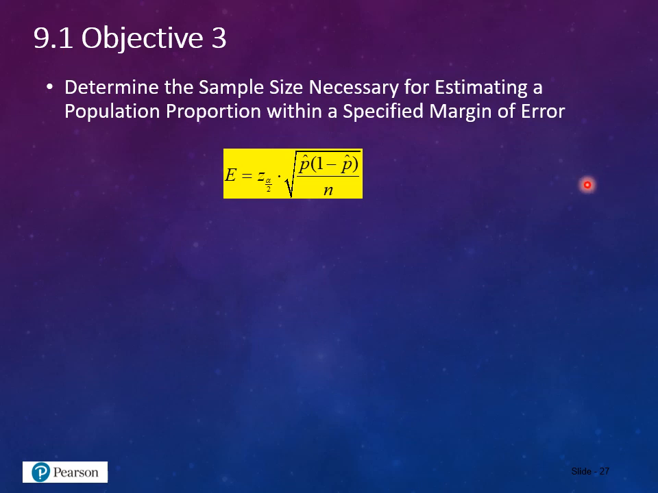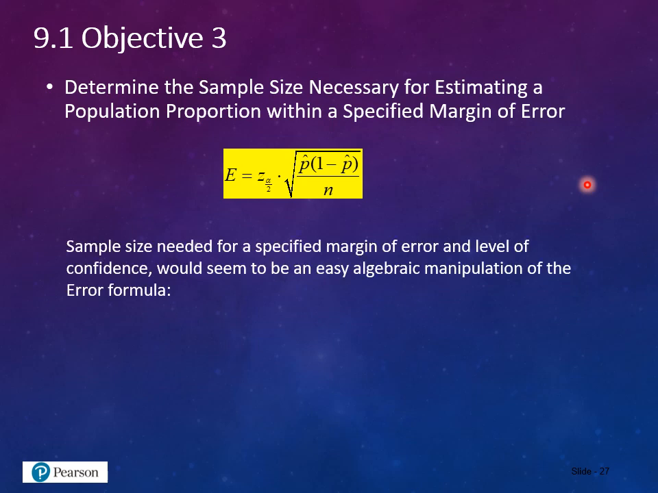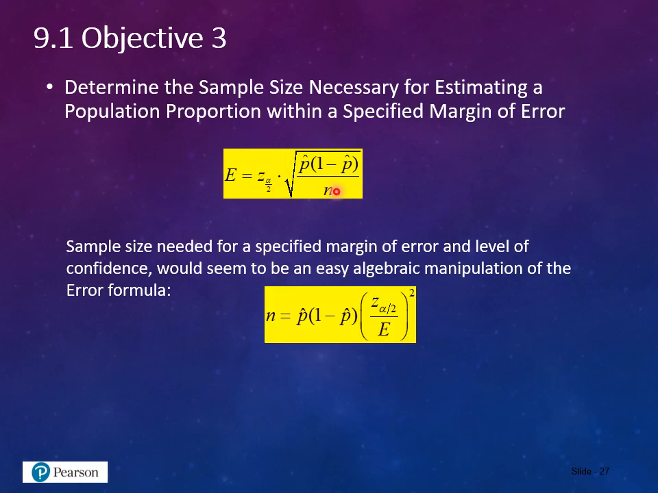Our last objective is to determine the sample size necessary for estimating a population proportion with a specified margin of error. Here we see the formula for calculating the error. Sample size needed for a specified margin of error would seem to be an easy algebraic manipulation of that formula that we see above, simply solving this formula for n, dividing both sides by the critical value z sub alpha over 2, and then squaring both sides gives us this formula.